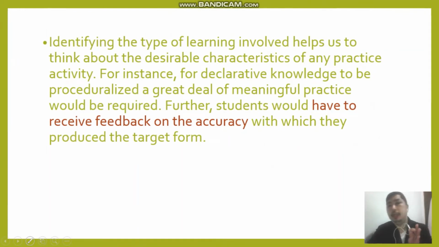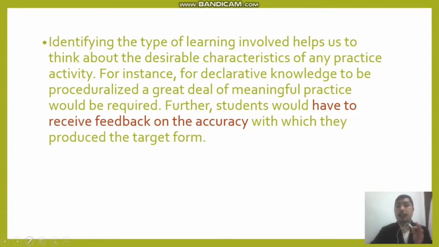Identifying the type of learning involved helps us to think about the desirable characteristics of any practice activity. For instance, for declarative knowledge to be proceduralized, a great deal of meaningful practice would be required. Further, students would have to receive feedback on the accuracy with which they produced the target form. You provide the students with exercises and practice, but at the same time, teachers need to provide them with feedback in terms of accuracy.